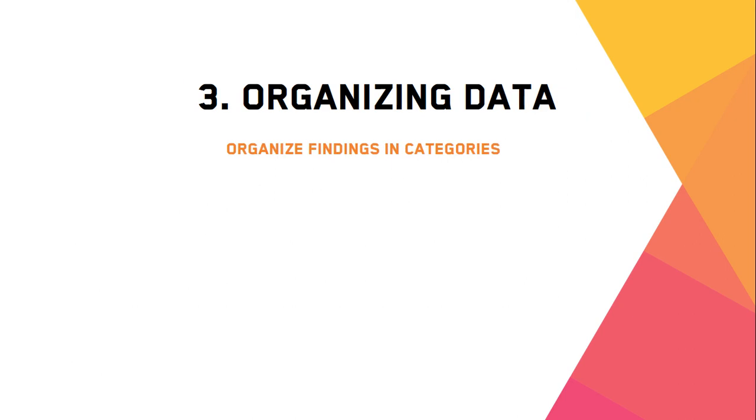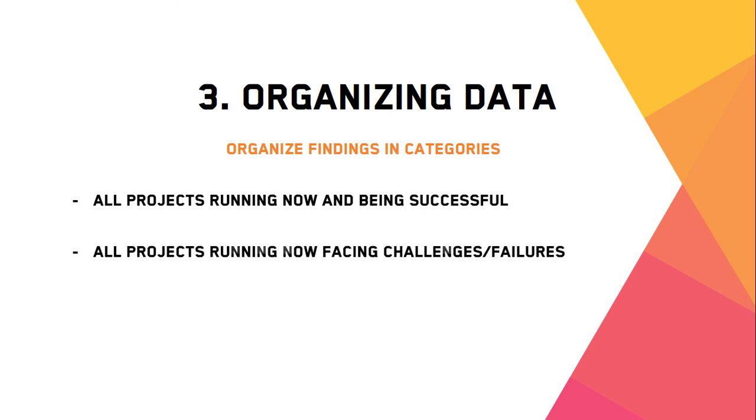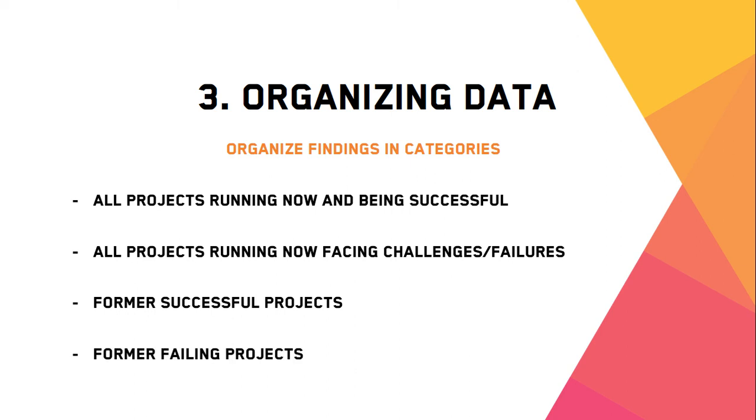So when you have gathered all this data, it's important to organize the findings in different categories to get a good overview of what you already know. You can think about categories such as putting all the projects which are running now and being successful together, categorizing the projects which are running now but are facing challenges or have failed, categorizing the former successful projects, so which already finished, and categorizing former failing projects. So organizing this data is useful.